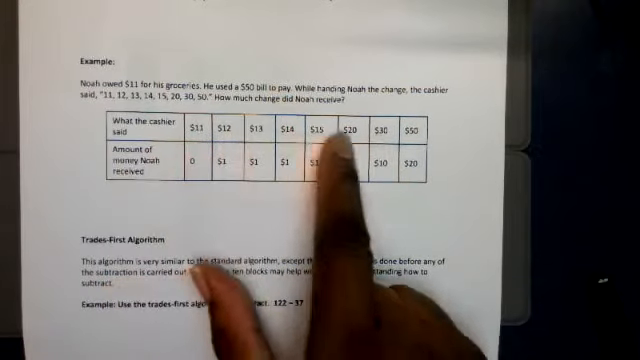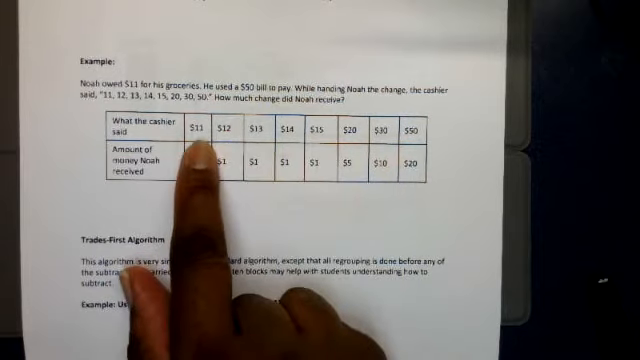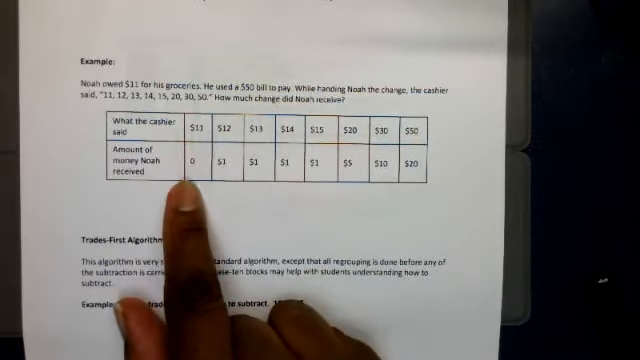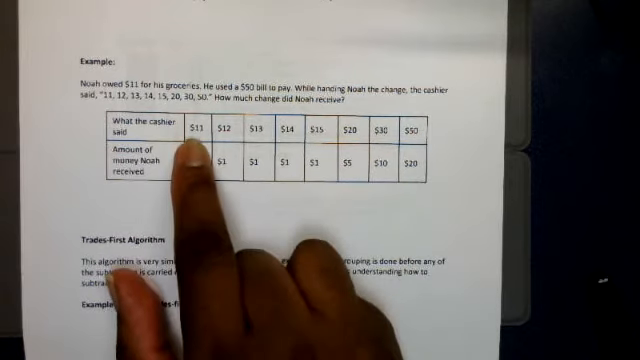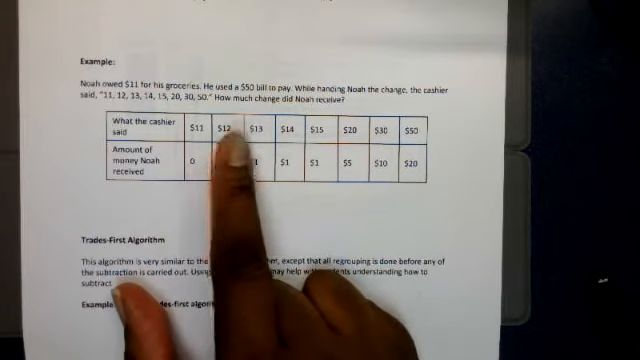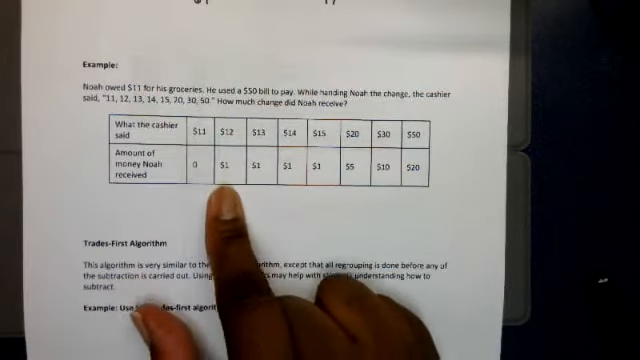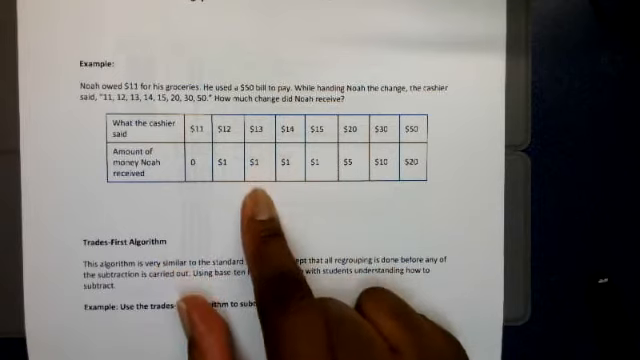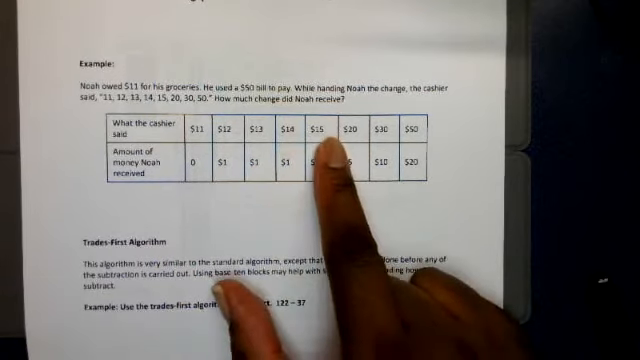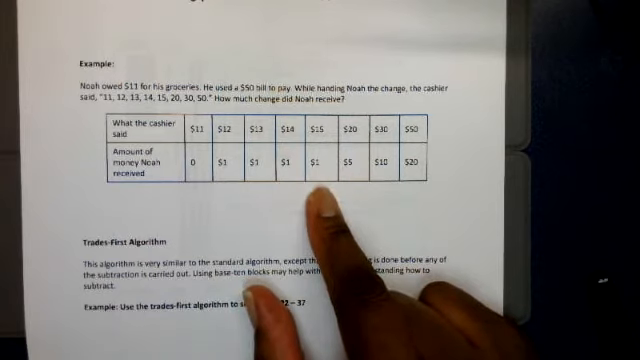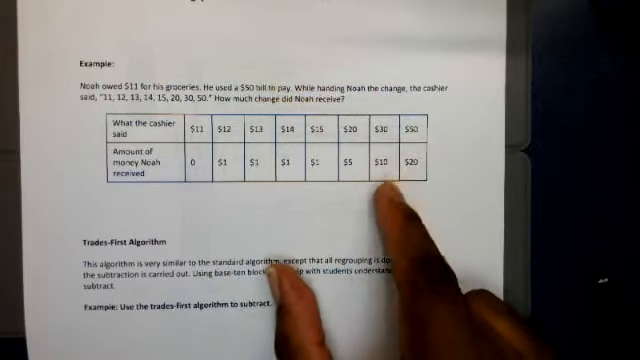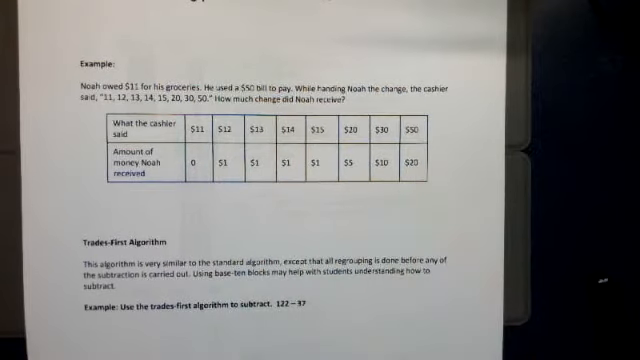And here's what the cashier said. Okay. And that's the amount of money that Noah received. Since he owed $11, that would mean he received $0. And then when the cashier said 12, he received $1. For 13, he received another $1. 14, he received another $1. 15, he received another $1. For 20, you receive $5, $30, $10, $50, $20.